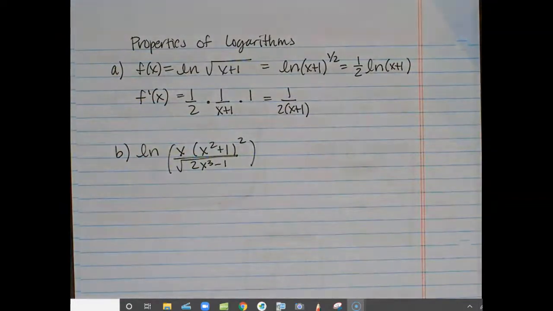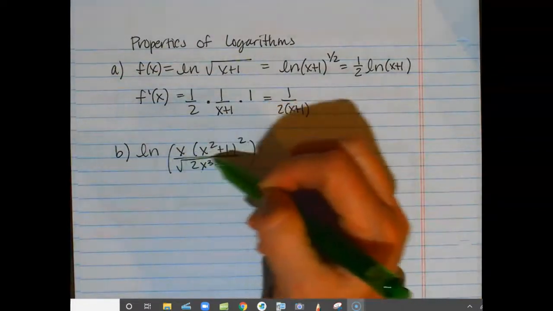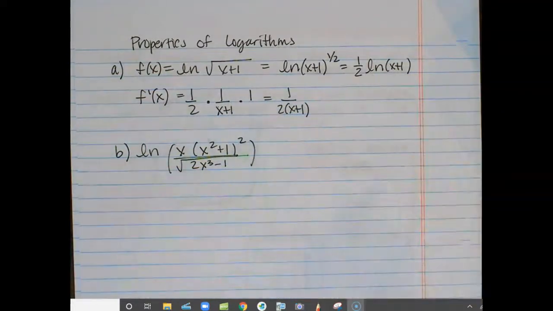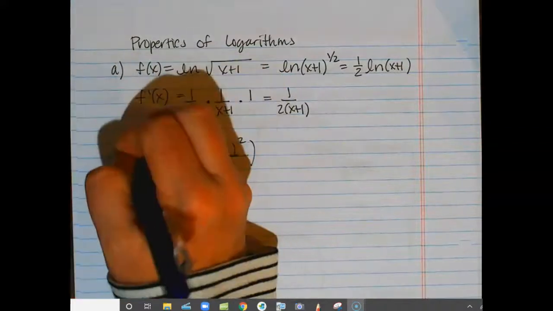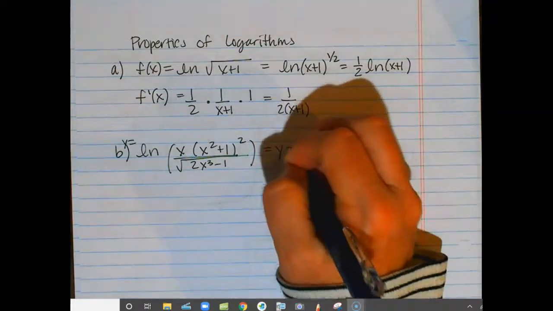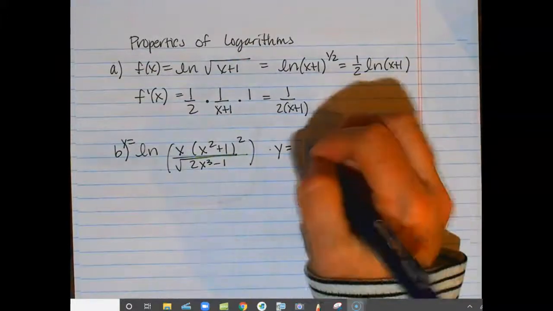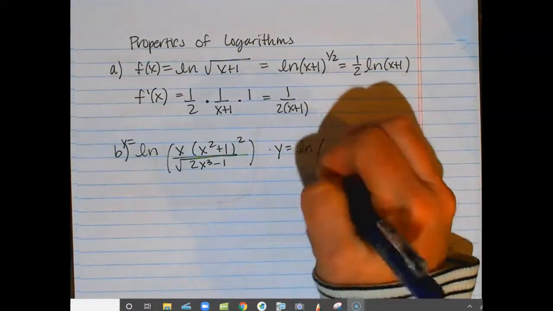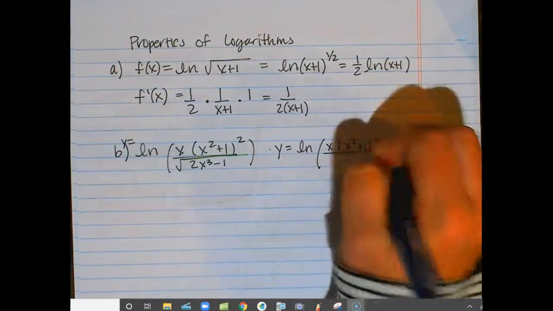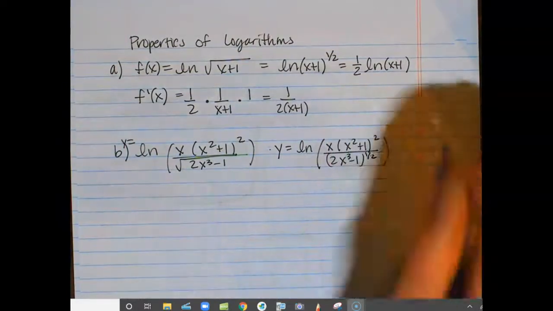So let's think about our rules. We have powers here, we have multiplication, and we have division. So we have those three things that we're going to use to rewrite our logarithm. I don't have a y equals, but pretend that it said y equals there. I'm going to rewrite one more thing. I'm going to say y equals the natural log of x times x squared plus 1 squared over 2x cubed minus 1 to the 1/2.